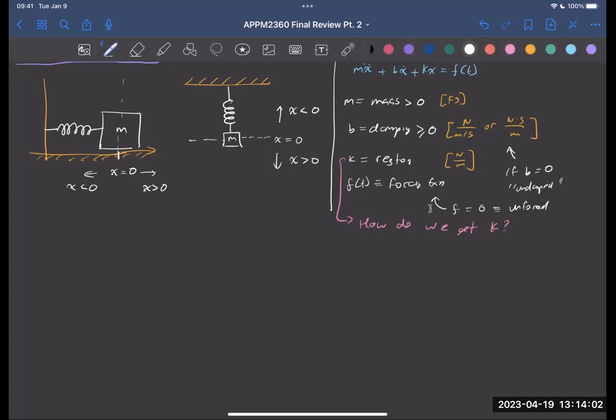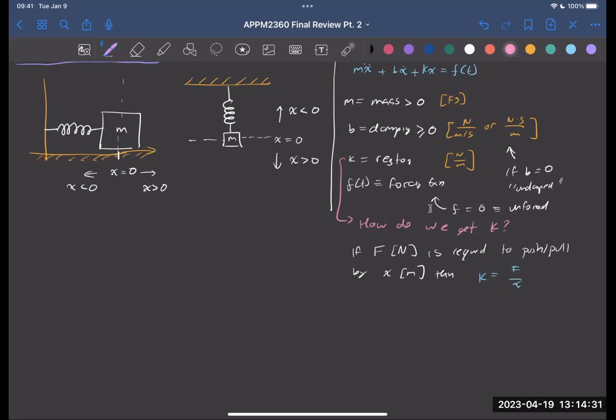Usually you'll be given some information in the problem statement that some quantity of force F, in newtons, is required to push or pull your mass by a displacement x, which is in meters. Then you can determine k as being F over x.